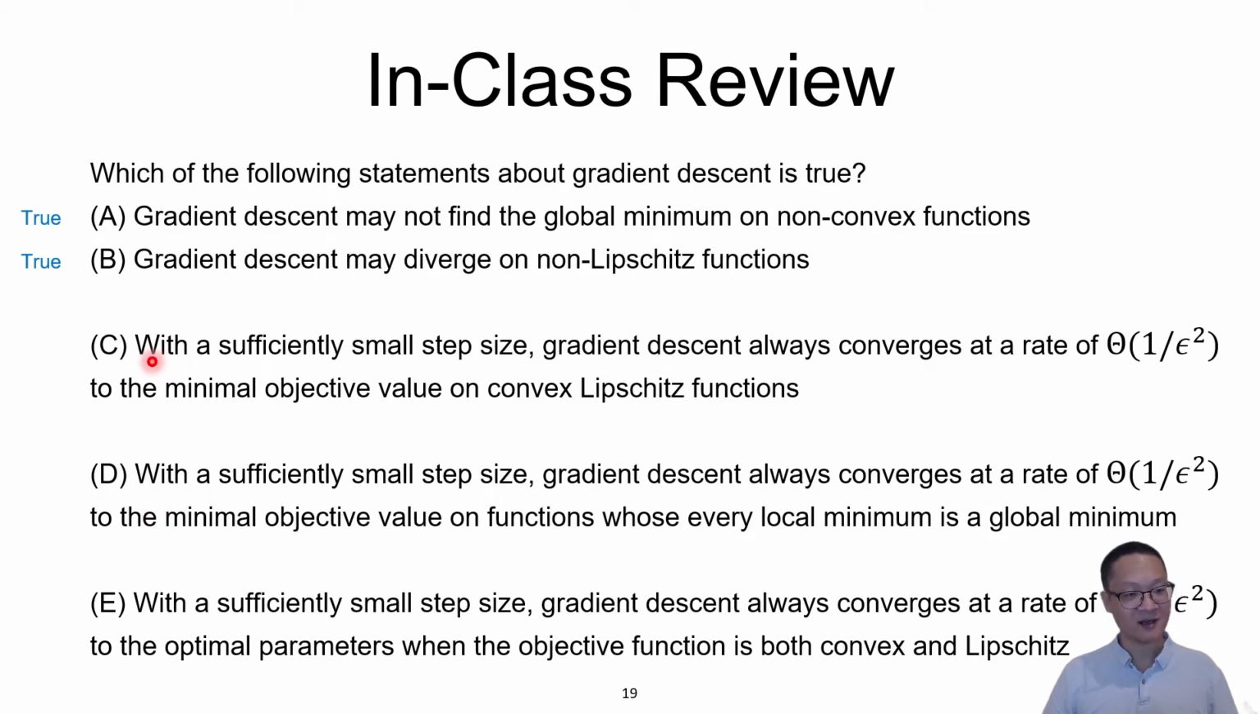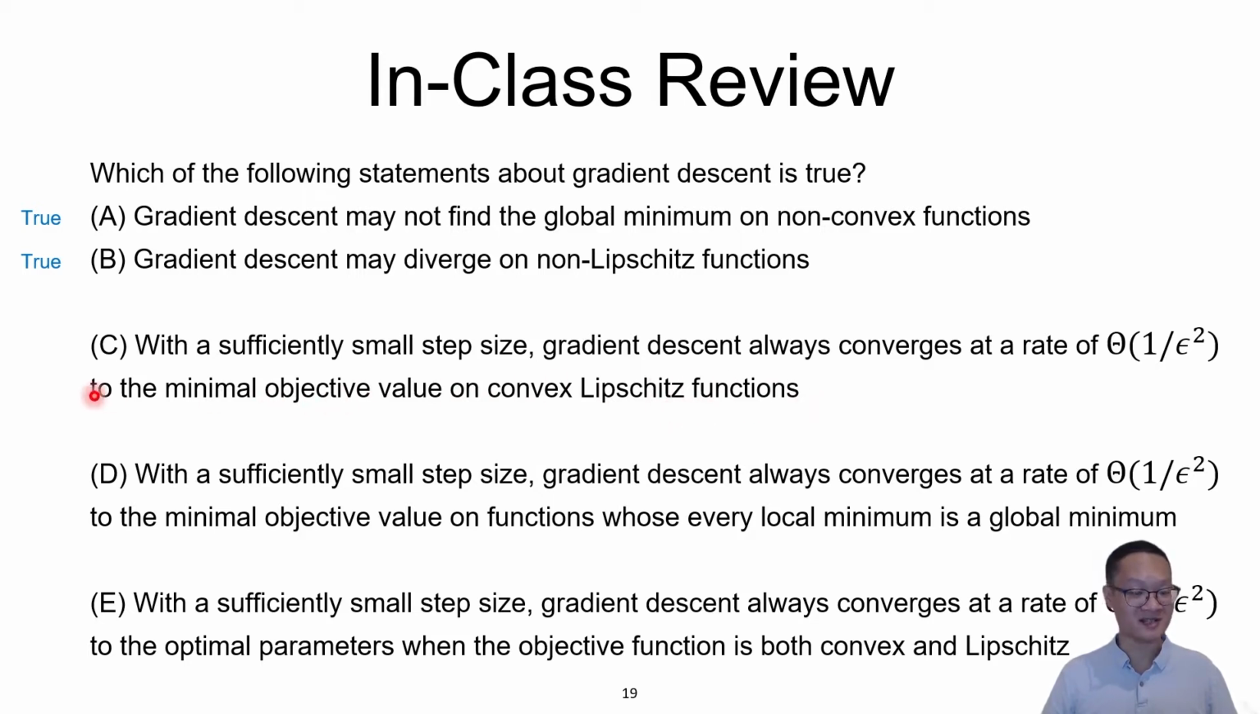Okay, C. With a sufficiently small step size, gradient descent always converges at a rate of big theta of 1 over epsilon squared to the minimal objective value on convex non-Lipschitz functions. So it's a bit of a mouthful, but we do have all the key conditions. A sufficiently small step size, convergence rate is theta of 1 over epsilon squared. That's what we have seen, and that applies to convex and Lipschitz functions.